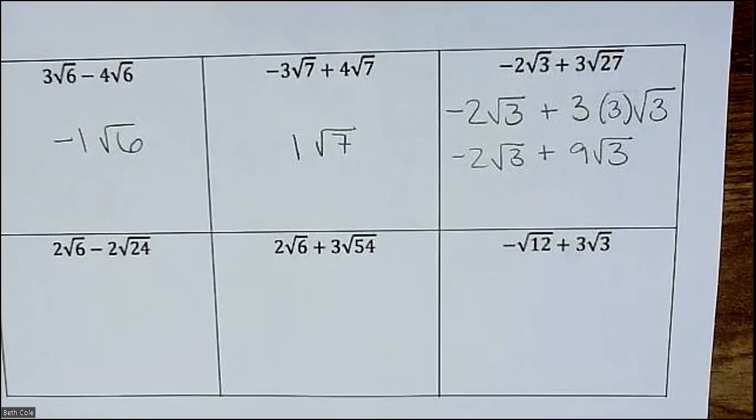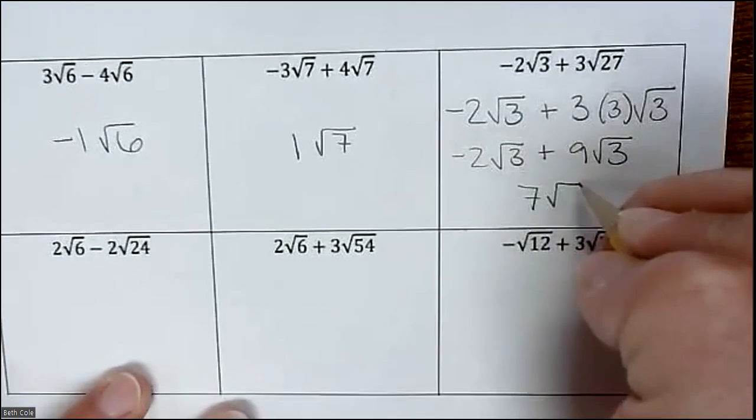And now you can combine them together. I'm just going to throw the question out there. What do you think it'll be? Well, it's -2 plus 9. 7 square root of 3. Yeah, good. So 7 square root of 3. Perfect.